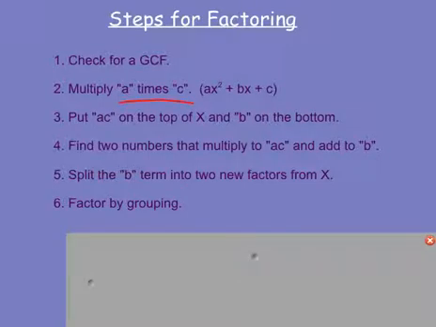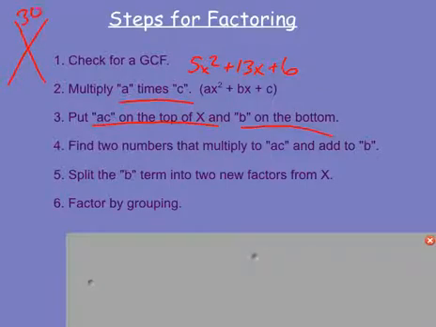Multiply a times c. So that other problem is 5x squared plus 13x plus 6. So I did 5 times 6. That's 30. Put ac on the top of the x, b on the bottom. So I did that. I have 30 over 13 right now. Find two numbers that multiply to ac. So what multiplies to 30? I know 1 and 2. So 10 and 15.